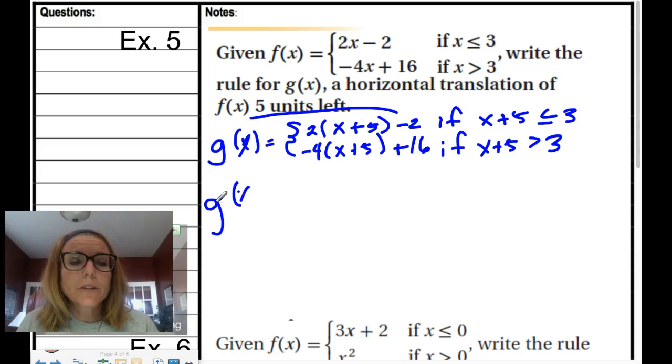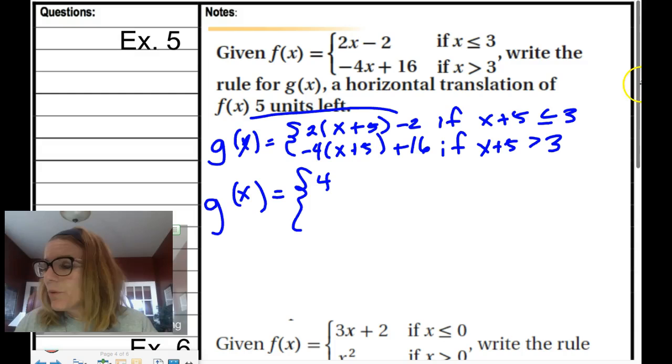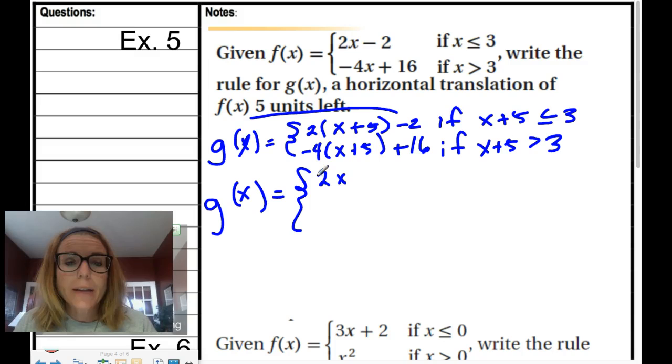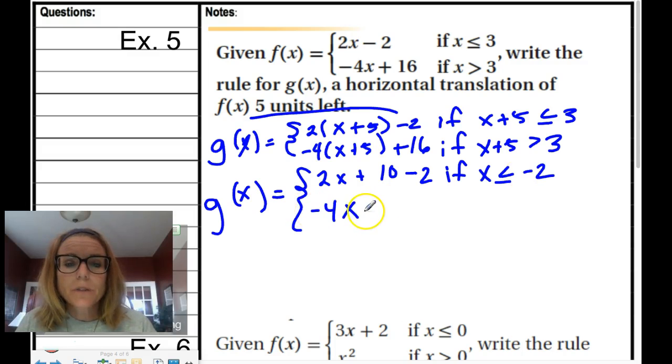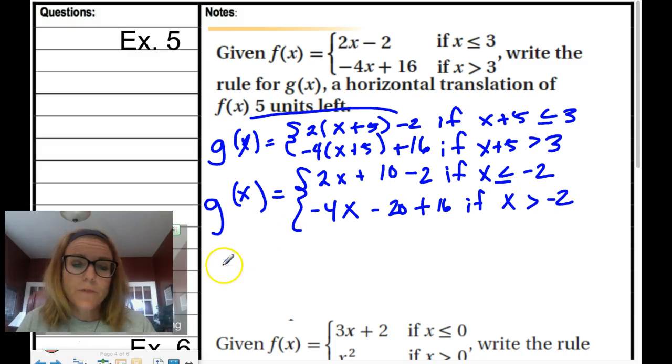Well, we can combine like terms. And we get 2x plus 10 minus 2 if x is less than or equal to, if you subtract 5 on both sides, negative 2. And down here we get negative 4x minus 20 plus 16 if x is greater than negative 2. Again, we subtracted 5 on both sides.